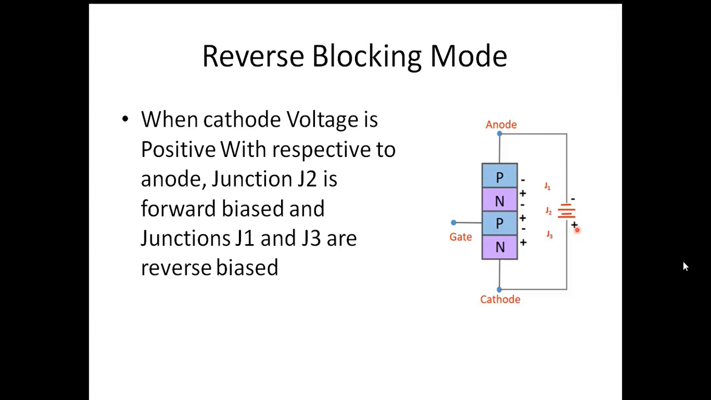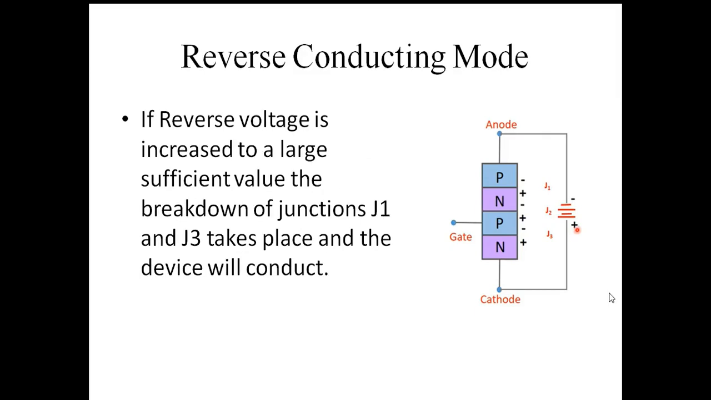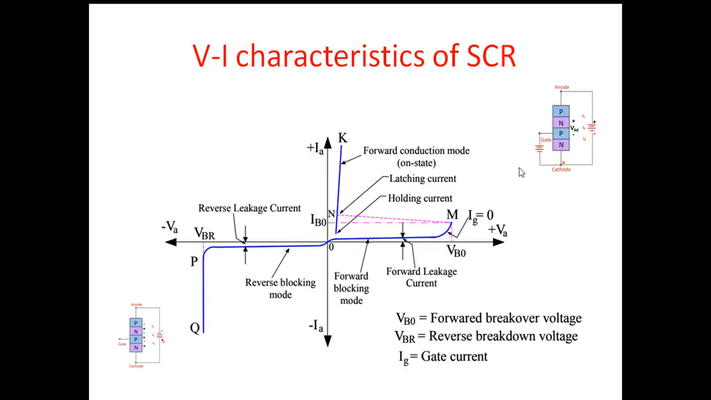If the reverse voltage is further increased such that the avalanche breakdown of junctions J1 and J3 takes place, then conduction through the device will take place. The voltage at which breakdown takes place is called the reverse breakdown voltage.